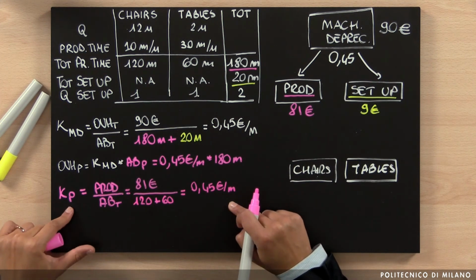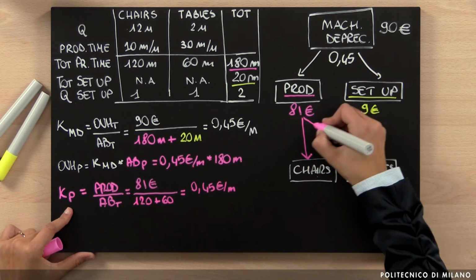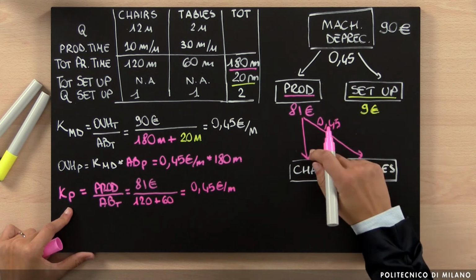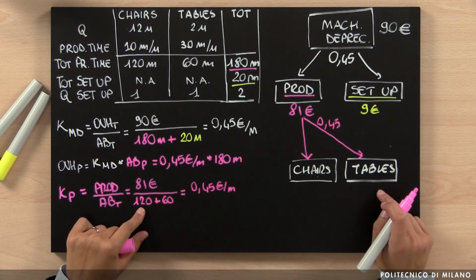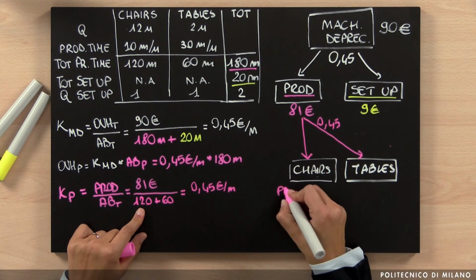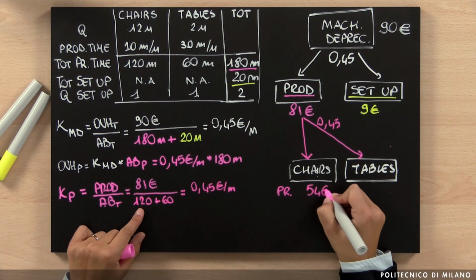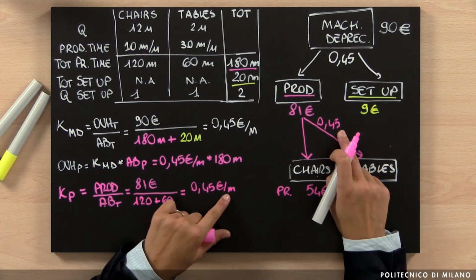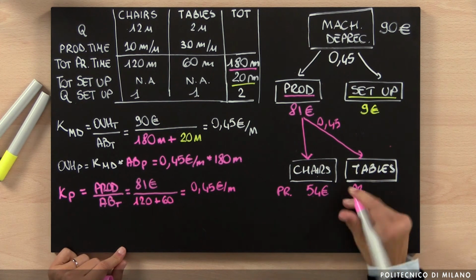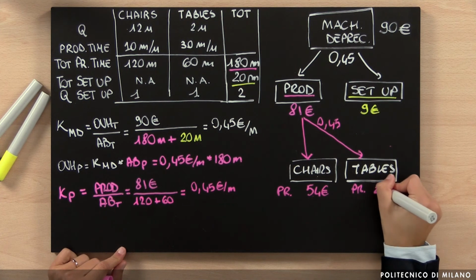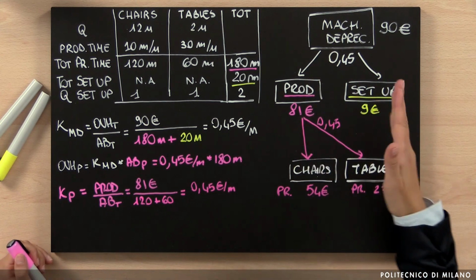Once we have this k, which is the k of the production, we need to assign the value of the production, this 0.45, between the two different products, the chairs and the table. So if we multiply 0.45 by 120, we can find the cost of the production which is assigned to the chairs, which is 54 euros. Then, if we multiply this 0.45 euro per minute by the allocation basis of our tables, we will obtain, as a cost of the production assigned to the table, a value of 27 euros. And we need to repeat this approach for all of the activities.